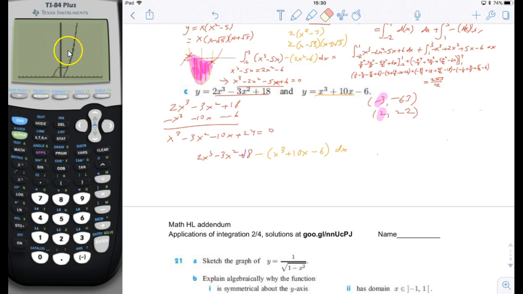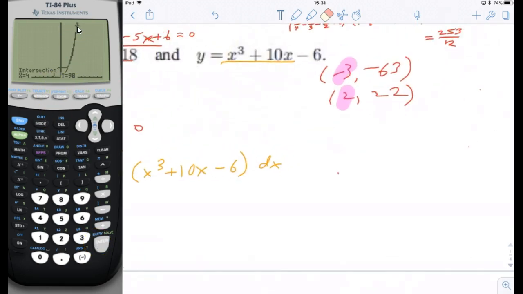Oh, do you see how there's an intersection here that you can't really see very well? Let's see if there's an intersection right there. So we'll do second calc, intersect number 5. First curve, yes. Second curve, yes. And then we'll move the cursor close to there, and then we'll hit enter. And it says 4, 98, so there is another one there. Okay, so we have 3 intersections.